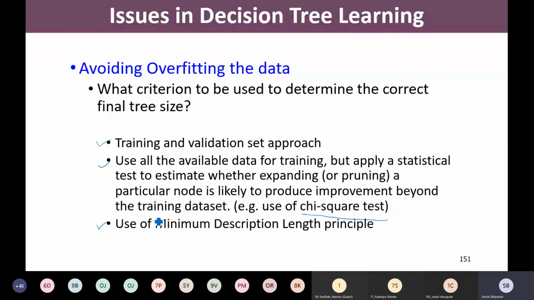So for selecting the appropriate size of the decision tree, we have this approach. First, we should have separate training and separate validation data sets. While expanding a particular node, we have one statistical test known as the chi-square test, so that we can estimate whether further expansion will result in improved results or not. If expansion will provide us improved results, then only we are going to expand. Otherwise, we are not going to expand.